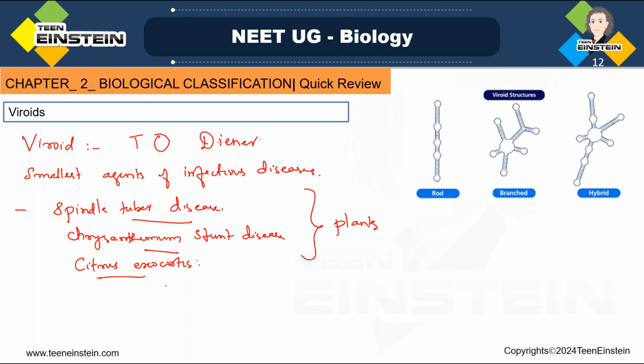And these viroids are only a naked strand of nucleic acid. Just one strand of nucleic acid they have. There is no coating, no covering, nothing. So they have a naked strand of nucleic acid, which is RNA, ribonucleic acid, without any protein coat. Nucleic acid means RNA, which doesn't have any protein coat.